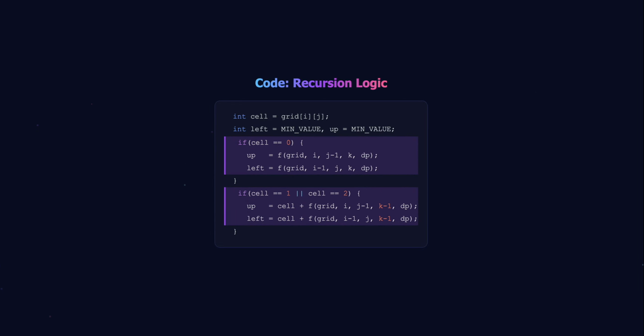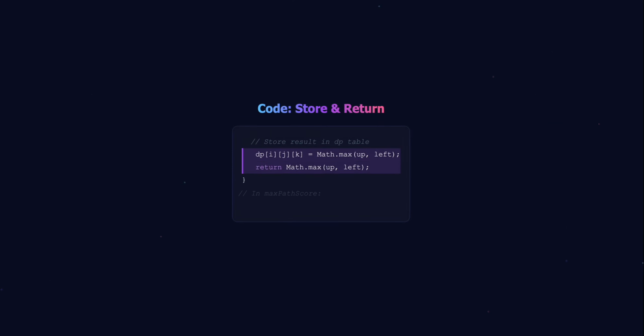For cell value 0, recurse left and up without changing k. For value 1 or 2, recurse with k minus 1 and add the cell value to the result. Finally, we store the max of left and up in dp[i][j][k] and return it. The main function returns -1 if the answer is negative infinity.